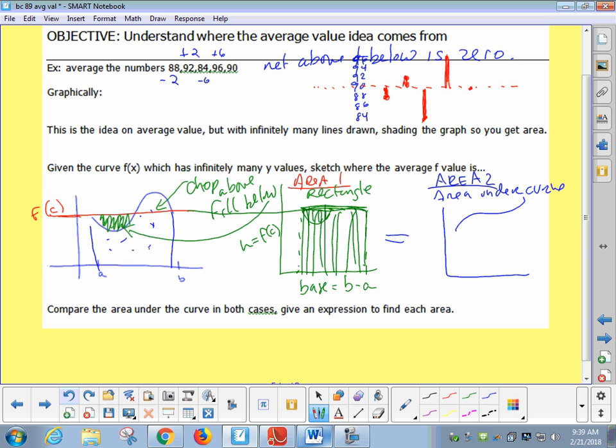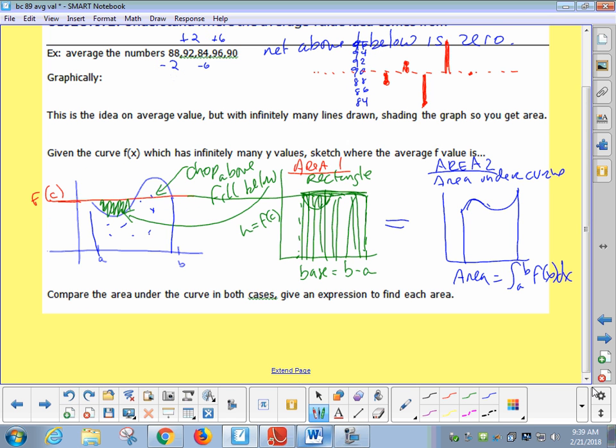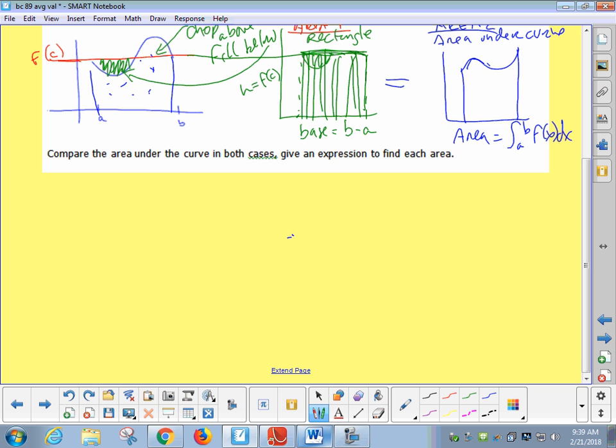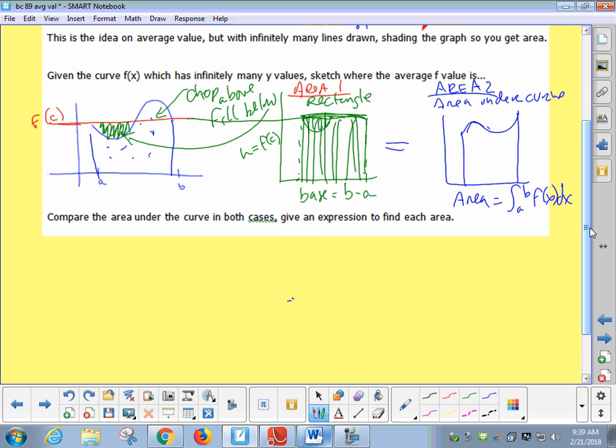Had I not, oops, that's not very good. Had I not chopped and filled, you get the idea. Well, how would you find that area? An integral from a to b of the curve, right? Now, putting those two ideas together is what's going to allow you to find that average value.